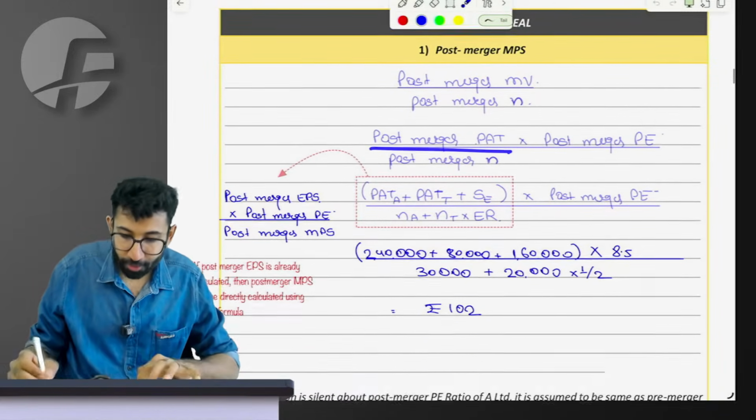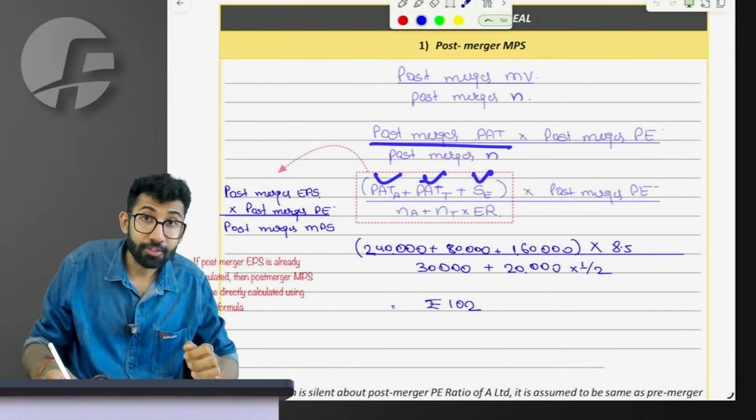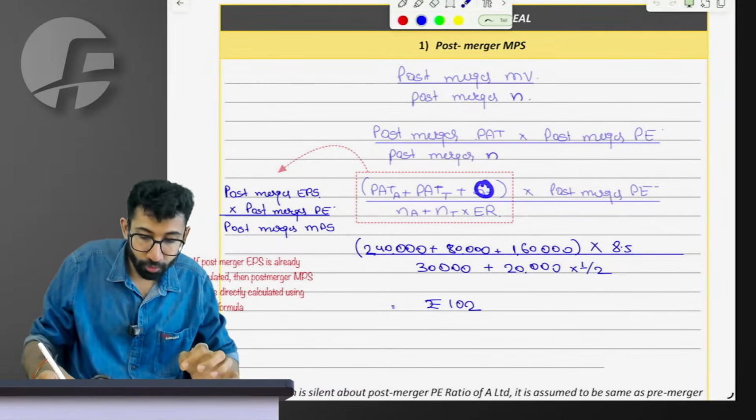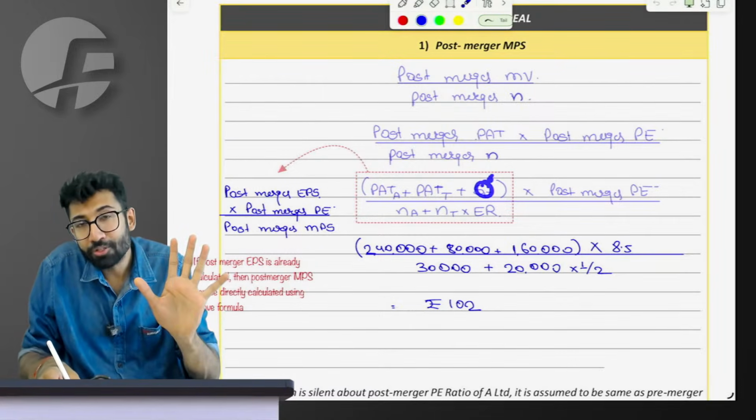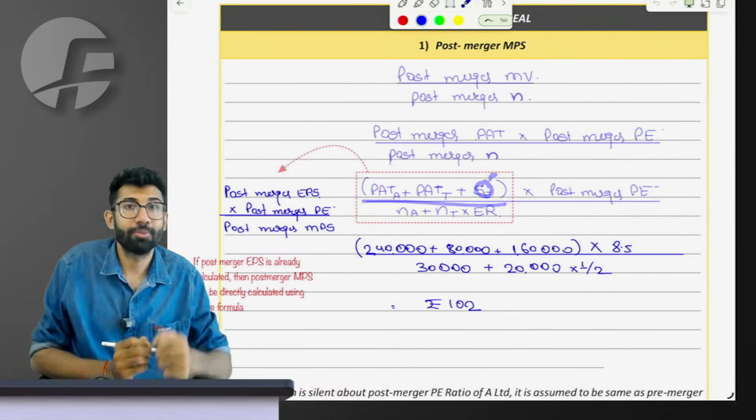How do you find post-merger PAT? Really simple. My PAT plus your PAT plus synergy in PAT. If there is synergy in PAT, you take it. If it is not there, it can be assumed 0. Synergy in PAT can be assumed 0, but synergy in value cannot be assumed 0, which is why you are following this alternative approach.